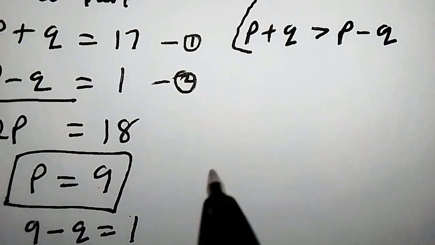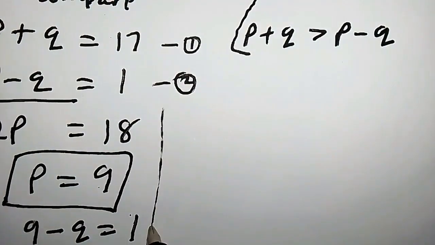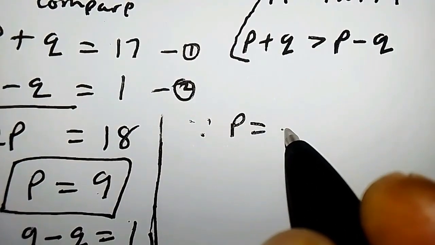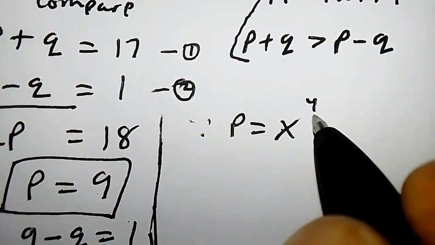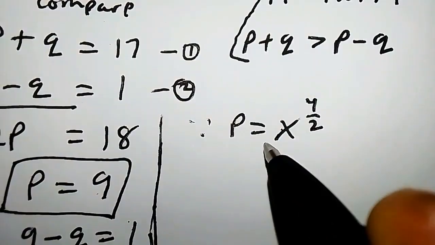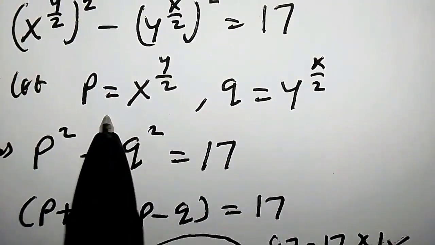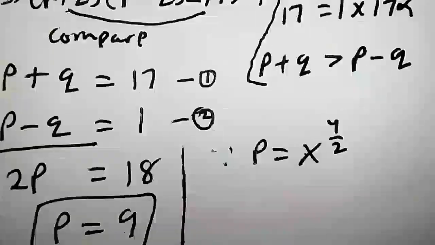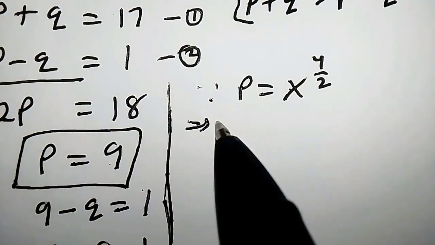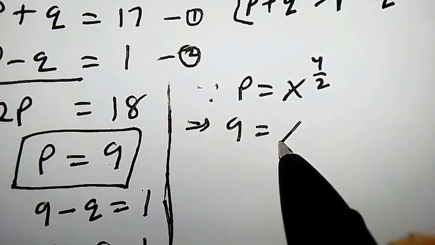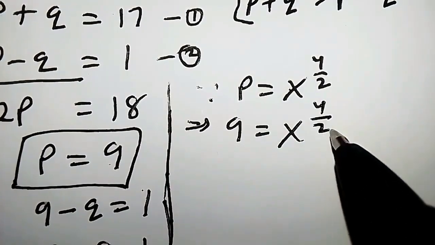Now, let's manage this side. Since p is equal to x to the power of y over 2, let me show you where we got this from. It's basically from this line. So, this means that what is p? P is 9. So we have 9 equal to x raised to y over 2.